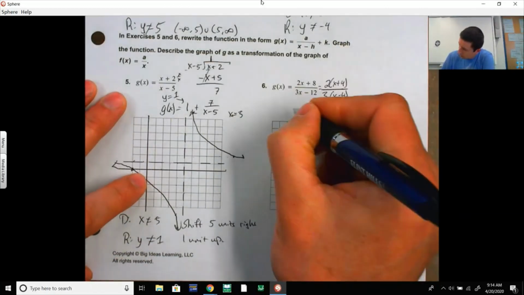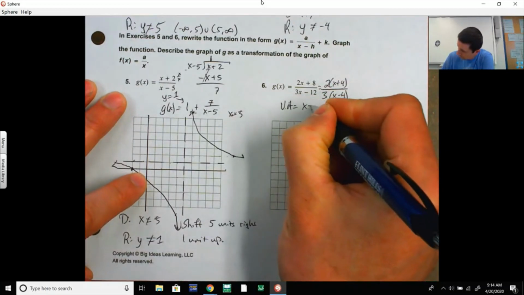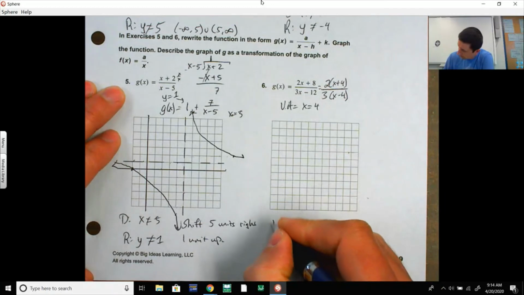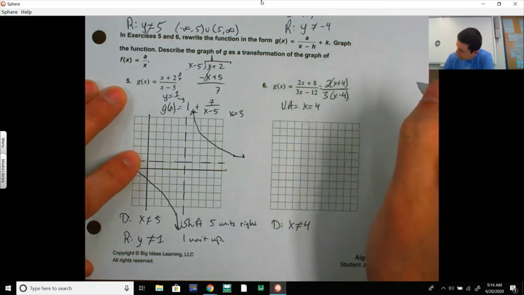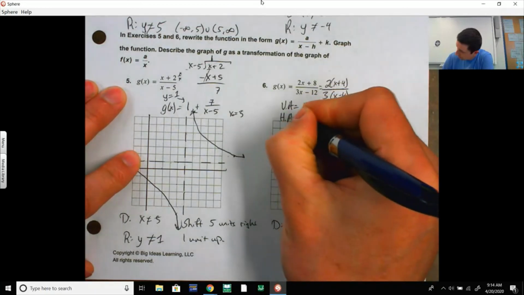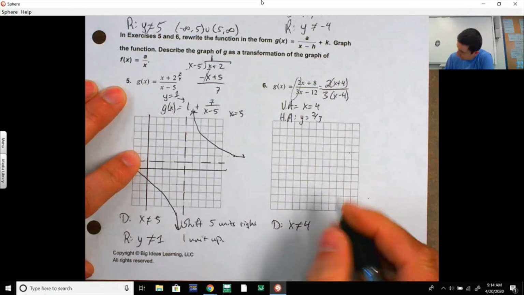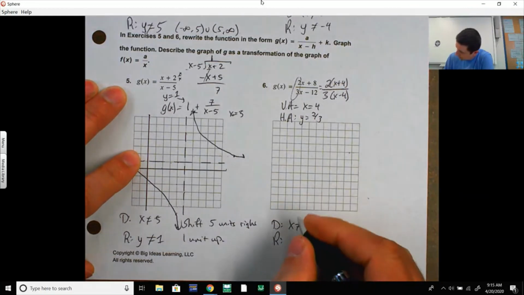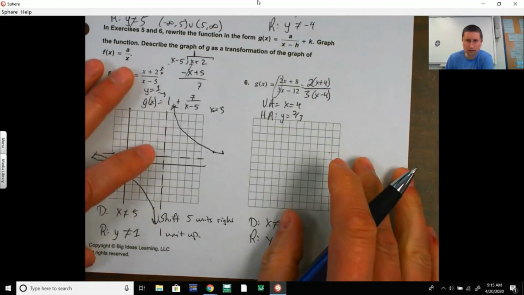So that means you should end up with a vertical asymptote at x equals 4, which means our domain is going to be x cannot equal 4. And we should end up with a horizontal asymptote of y equals 2/3, 2 over 3 right there. So your range should be y cannot equal 2/3. Okay, let's see where these graphs end up going.